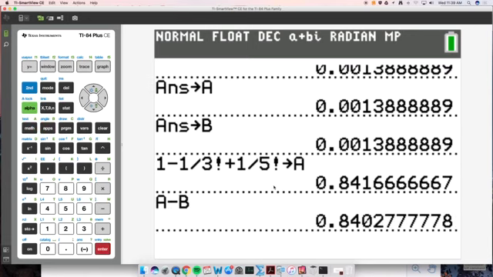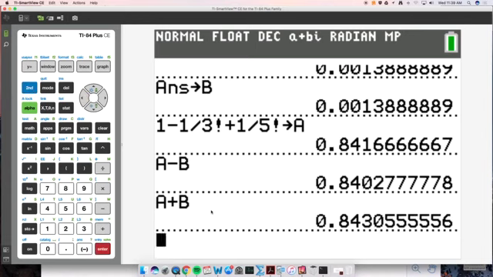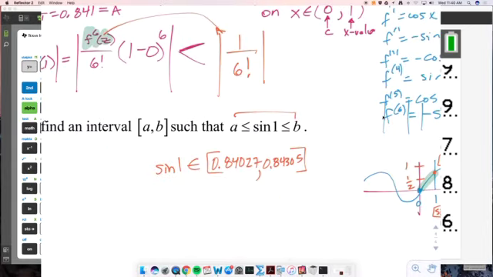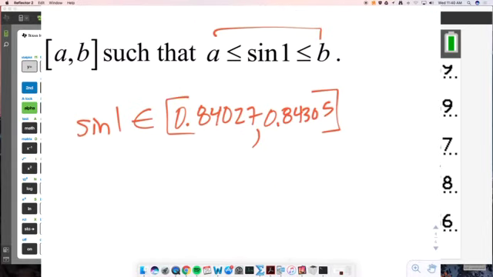And by the way, if you stored them as A and B on your paper, or in your calculator, feel free to write them as A and B on your paper. So 0.840, I'm going to put a couple more decimals here, 27. And then alpha A plus alpha B is 0.84305. All right. So apparently sine of 1 is going to fall somewhere in between those two guys right there.